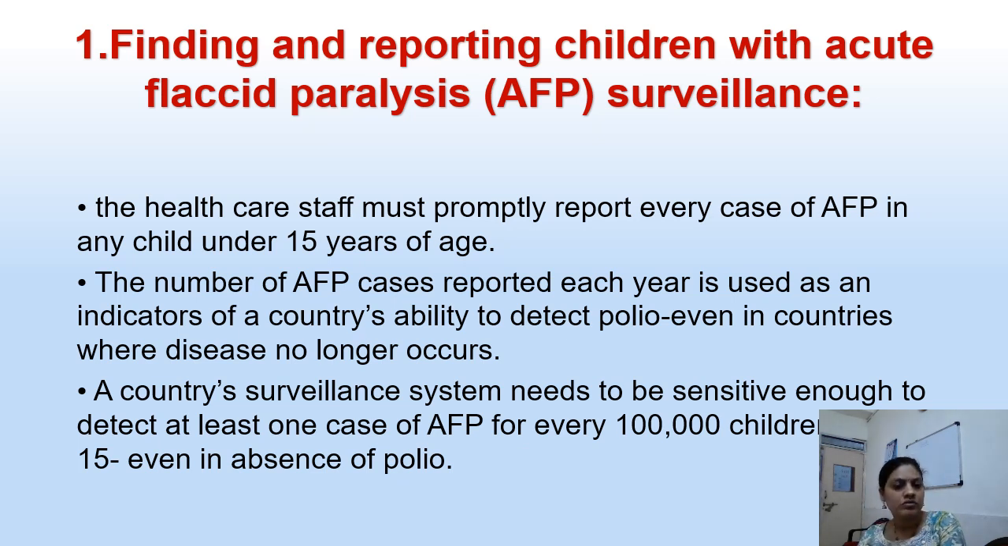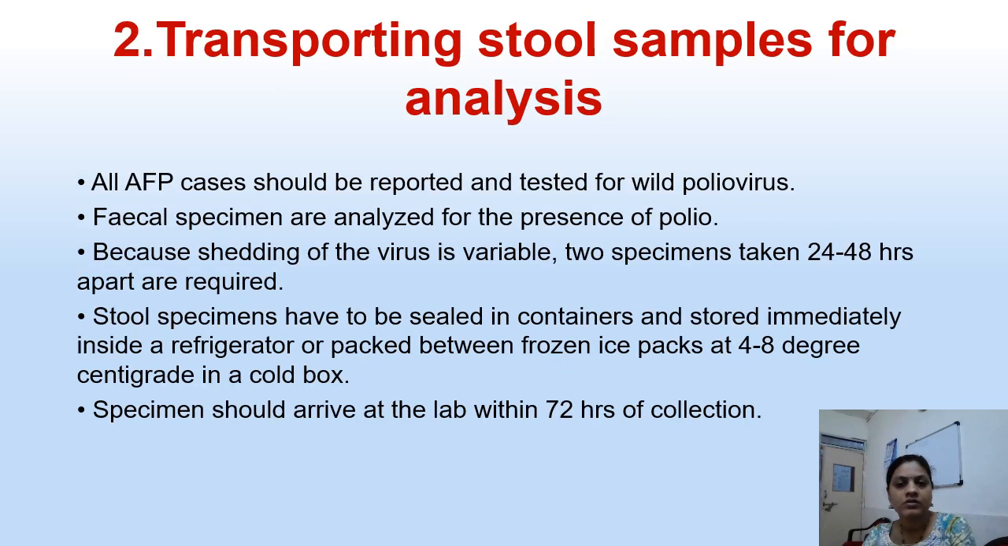So even if there is not a single case of polio detected in India, we still continue with the surveillance program, so that we do not miss any case, and it is a good indicator of our surveillance system. A country's surveillance system needs to be sensitive enough to detect at least one case of AFP per 1 lakh children below 15 years, even in the absence of wild poliovirus transmission. So this AFP case needs to be detected. The AFP can be because of any cause other than polio. It can be Guillain-Barré syndrome, transverse myelitis, or traumatic myelitis. So various differential diagnoses are possible.